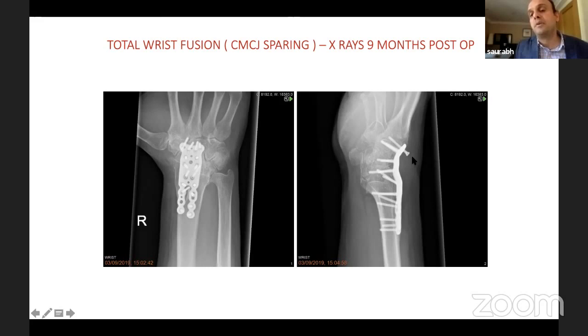And if it backs out further, which it shouldn't after 1 year, all it needs is a little cut under local and the screw can be taken out. Now remember, if you've noticed, it's CMCJ sparing. I have not included the CMCJ.